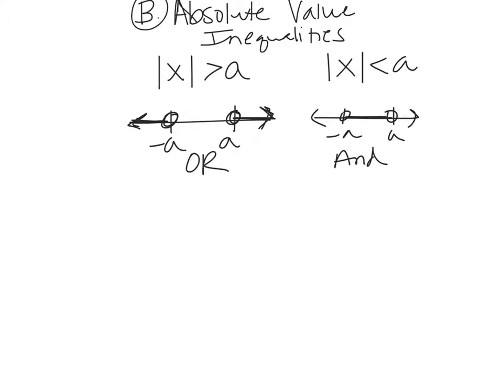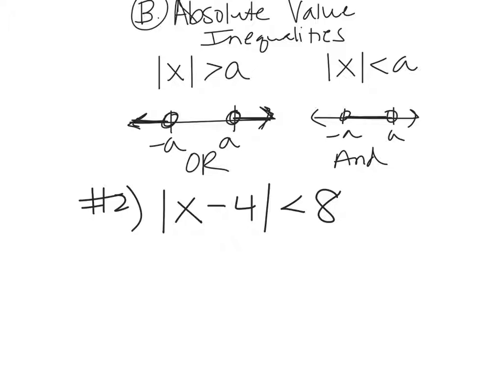So let's do some. Here we go. And we're going to solve these algebraically. We're not going to use our calculator just yet. Number 2. The absolute value of x minus 4 is less than 8. Less than 8. Okay? So I have to think about x minus 4 as its own thing. X minus 4 is going to be smaller than 8.